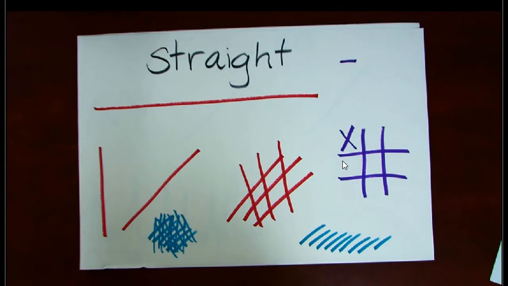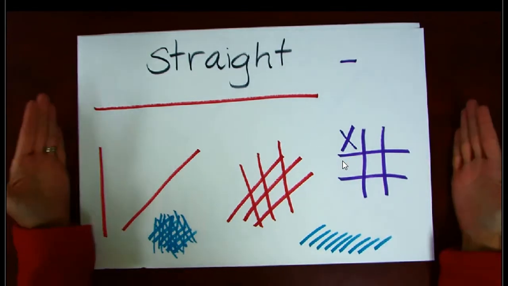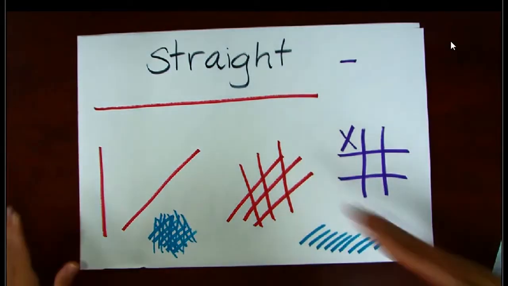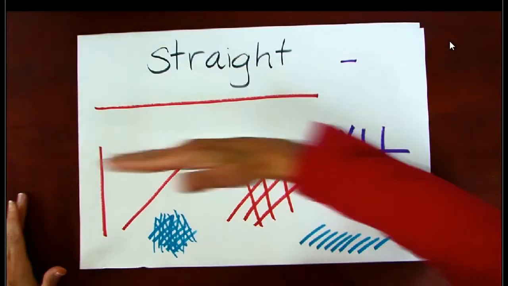Go ahead and start with today's lesson. We are going to do a quick review of the different lines that we learned about the other day. So remember, we have started off with the straight line. And now the straight line is just going across that paper.